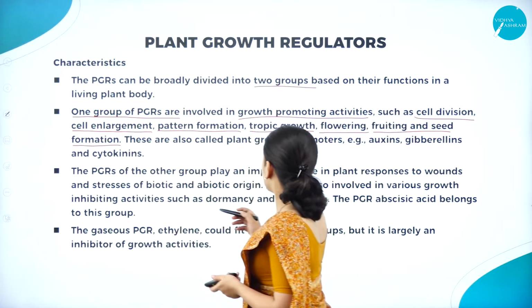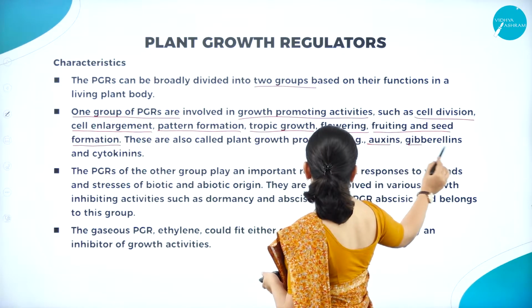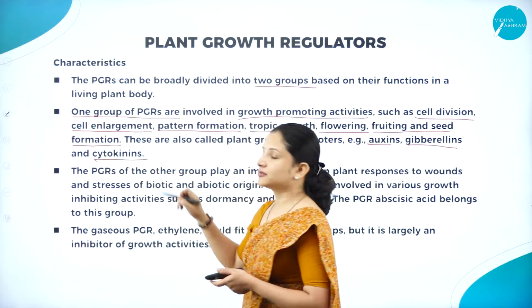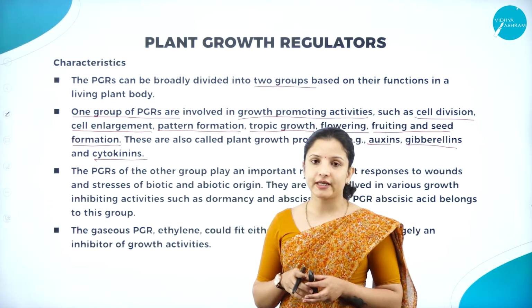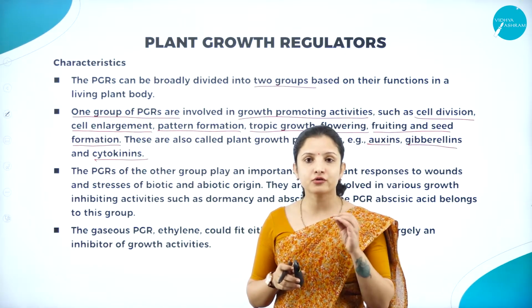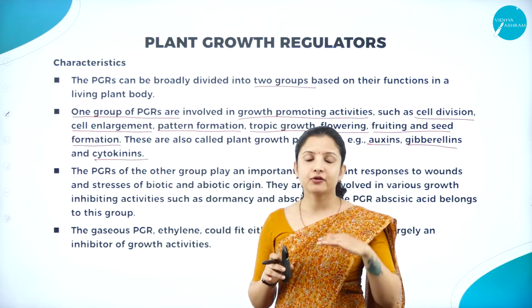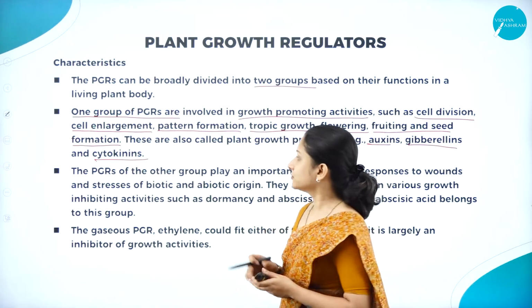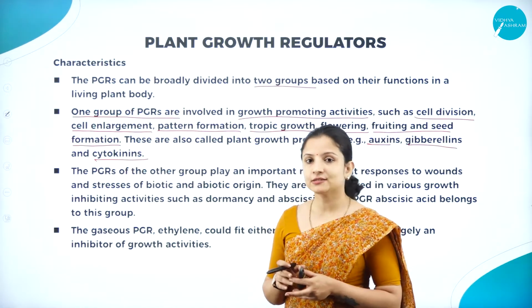And the best example is auxin, gibberellins, and cytokinins. These are the best plant growth regulators which play an important role in the plant, helping the plant to increase its growth. That is auxin, gibberellin, and cytokinin.